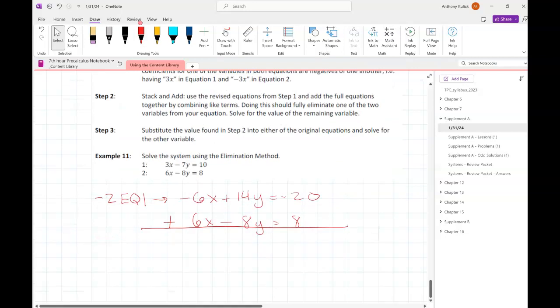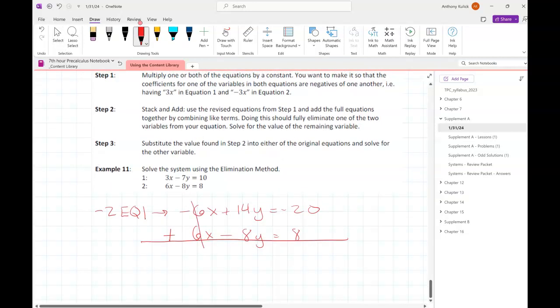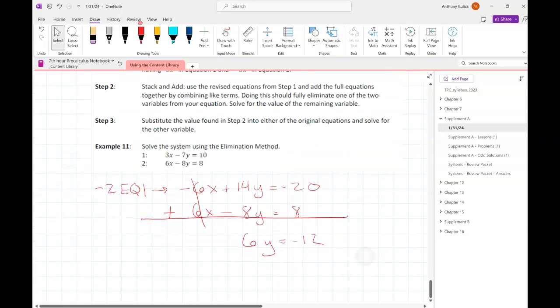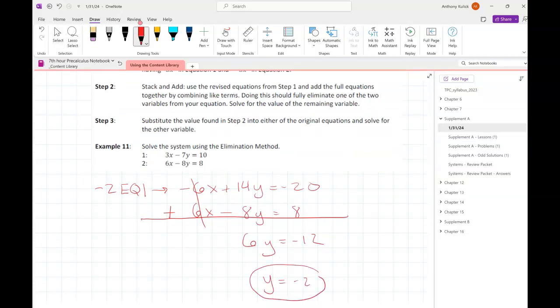So when I add these down, the x's cancel. 14y plus negative 8y is 6y, and negative 20 plus 8 is negative 12. So to solve for y, just divide by 6, and I get y equals negative 2. That's half my answer, right?